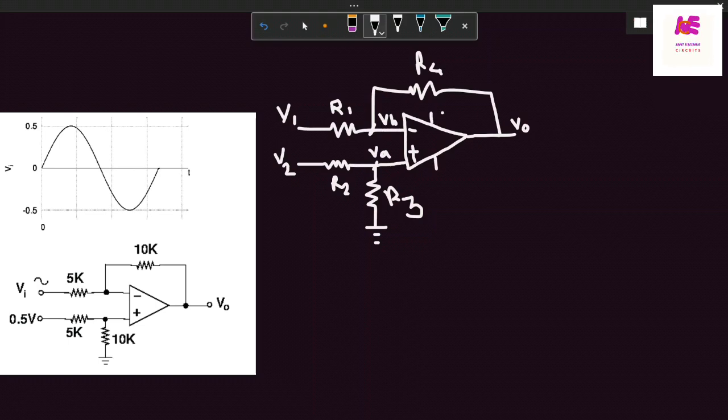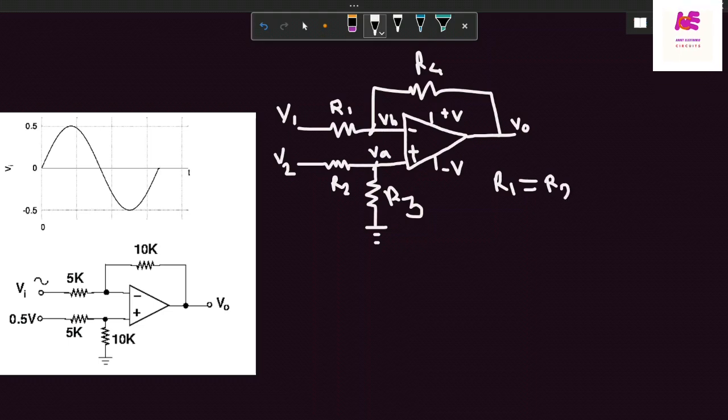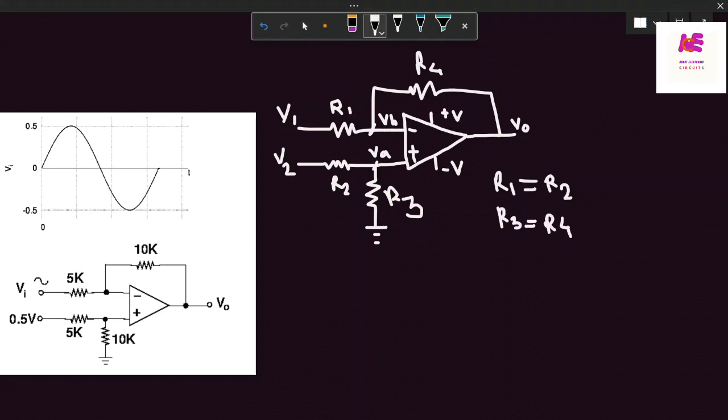The op-amp has a dual supply, plus V and minus V. This circuit is nothing but a subtractor or differential amplifier. The output voltage will be the difference of the two terminal voltages V1 and V2. In this case, we are taking R1 equal to R2, which is given as 5 kilo ohm, and R3 equal to R4, which is given as 10 kilo ohm.